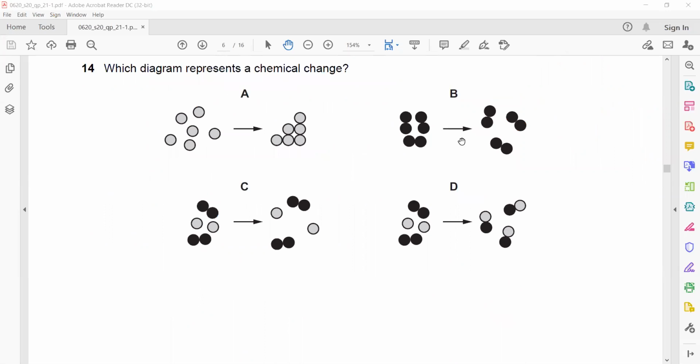Question 14. Which diagram represents a chemical change? In a chemical change, a new substance should be formed. So when you check the structures, you can clearly see that the combination changes. Indeed, a new substance is formed.